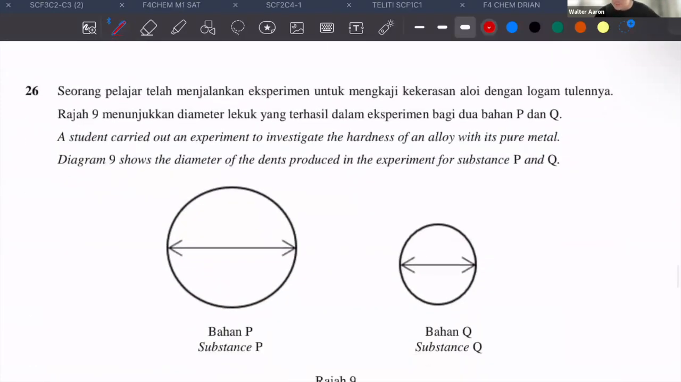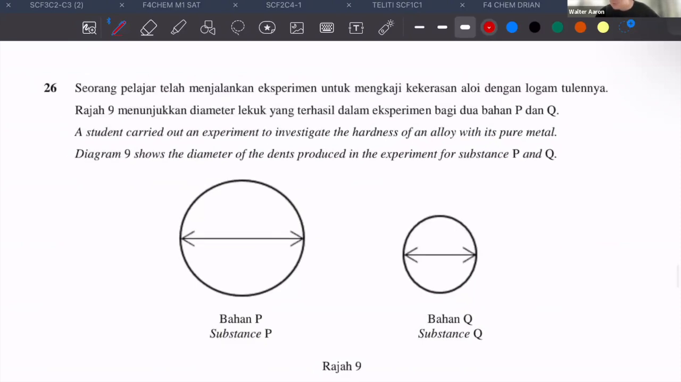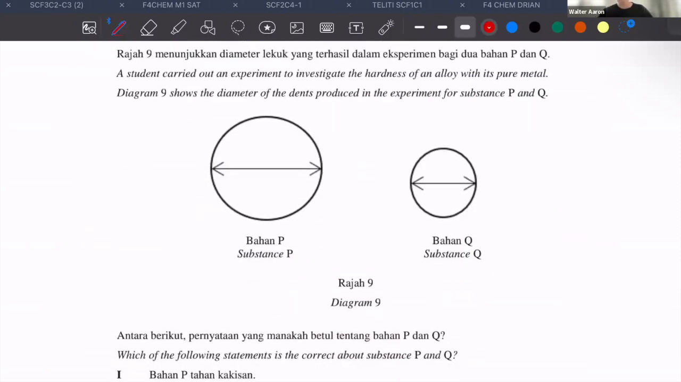26. The student carried out an experiment to investigate the hardness of an alloy and a pure metal. Diagram 9 shows the diameter of the dents produced in an experiment for substances P and Q. The larger the dent, the weaker the material. Which of the following statements is correct about P and Q? The larger the dent produced, the weaker the substance. So this is supposed to be a pure metal, and the one that has a smaller dent will be an alloy, because alloys are harder and stronger.